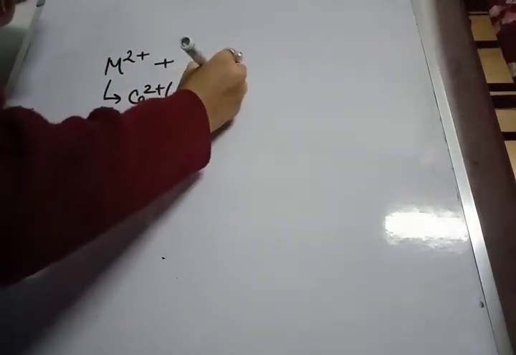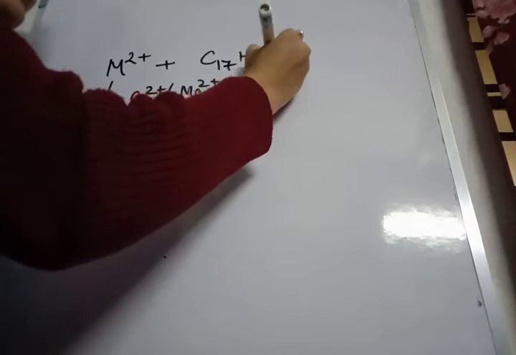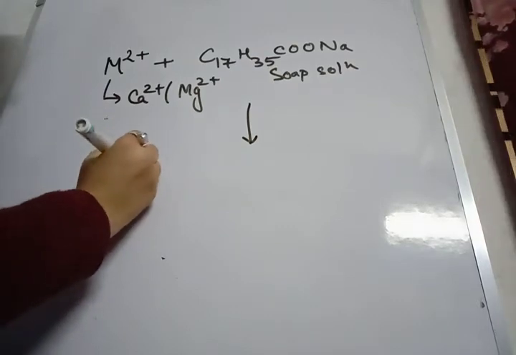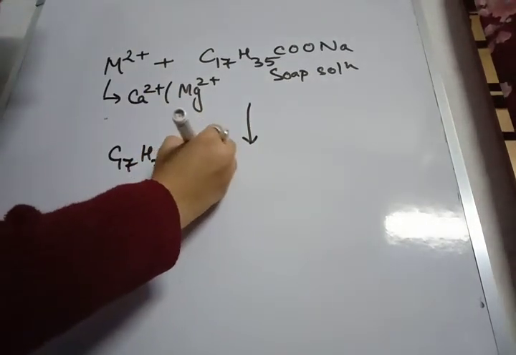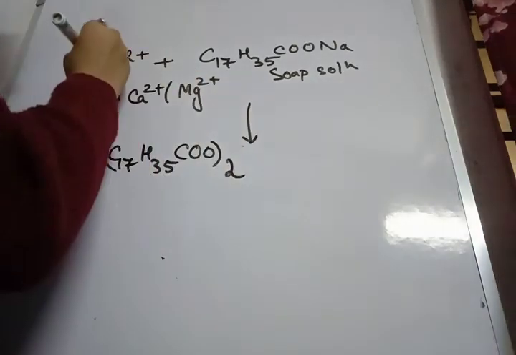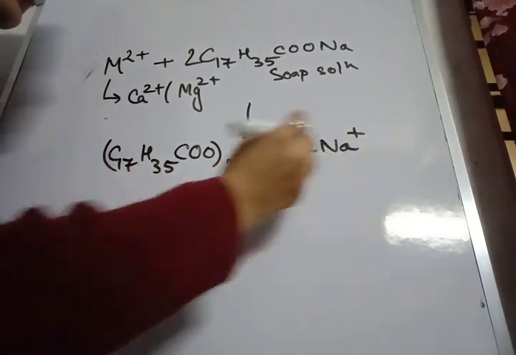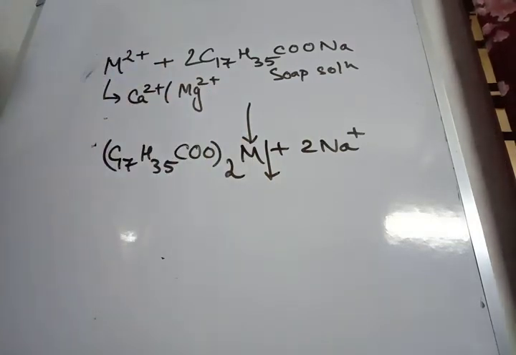For example, if I write a general reaction, M2+ represents either Ca2+ or Mg2+ which are present in the hard water, plus sodium stearate, which is a soap solution. Now here, sodium ions get replaced by the M2+ cations, and we get this one. These are the insoluble precipitates, whether calcium or magnesium.